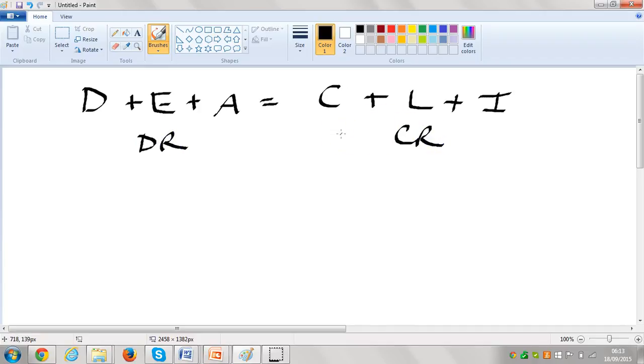When anything on this side goes down, we credit it. When anything on this side goes down, we debit it.